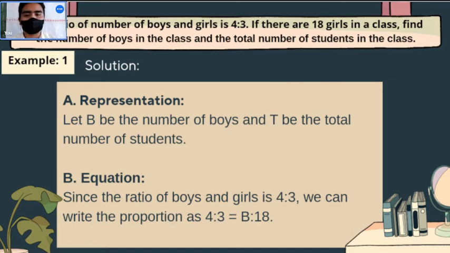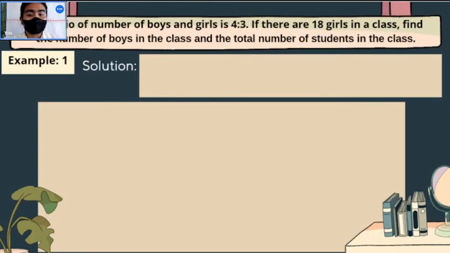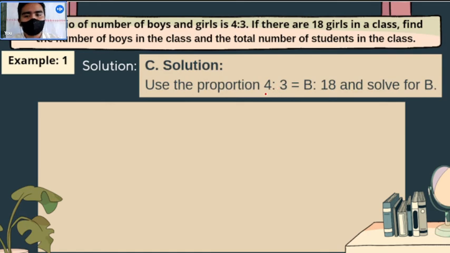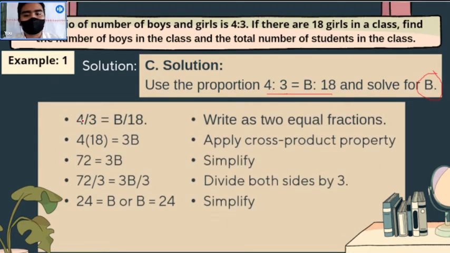Okay po. Sige po. Alright, so to continue, ha. Now we have 4 is to 3 is equal to B is to 18. We could now go to our next step. What's the next step, Sir Jai? Our next step is to use the proportion 4 is to 3 is equal to B is to 18, and we are going to solve for B. How are we going to solve for B? Just like what we did a while ago, we are going to write in fraction form. That is in fraction form, isn't it?